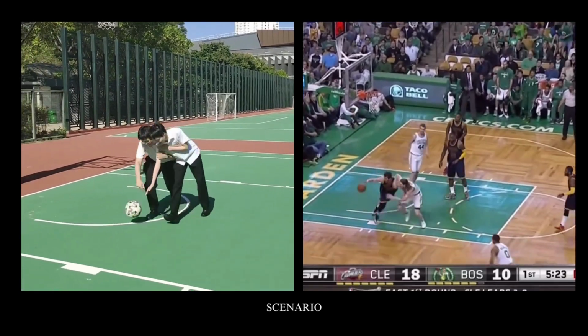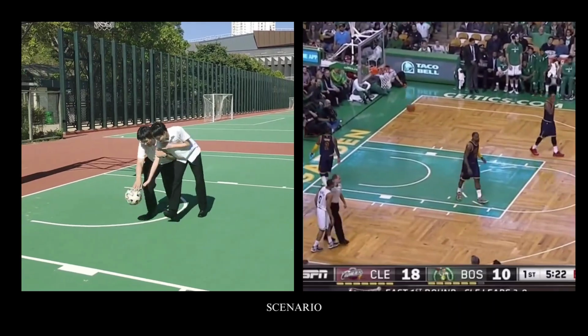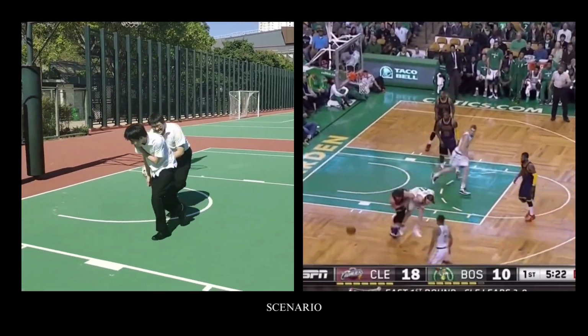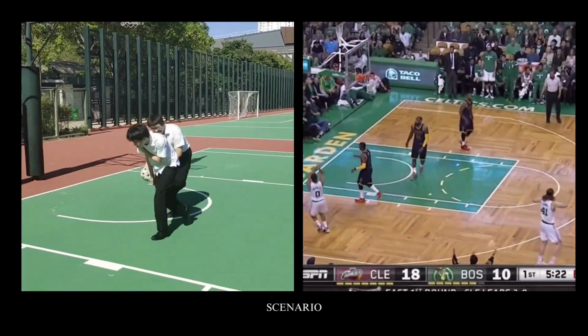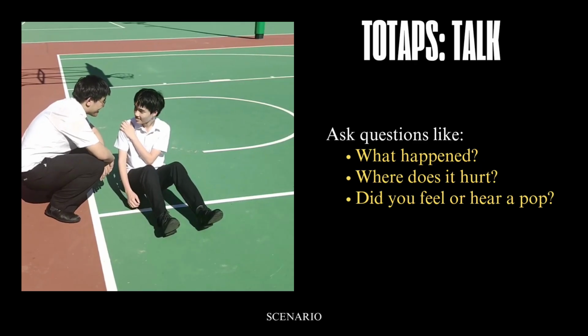Imagine a scenario where a player is boxing out during a rebound and an opponent pulls on their arm while they're reaching overhead. This sudden force, combined with a vulnerable arm position, can cause a shoulder to dislocate. When assessing a suspected shoulder dislocation, we can use the TOE TAPS framework to ensure a thorough and structured evaluation of the injury. Begin with talk by asking the player questions to gather information about the injury.